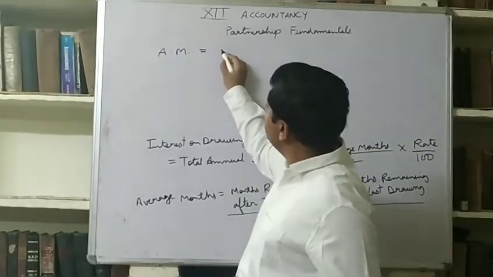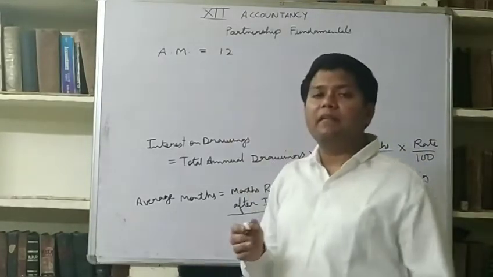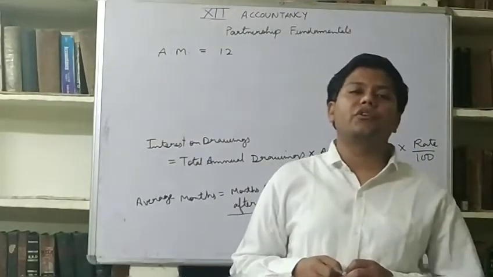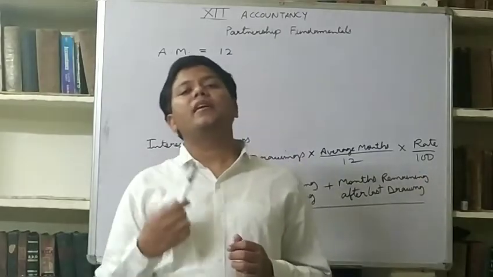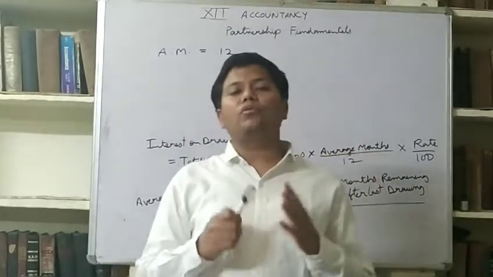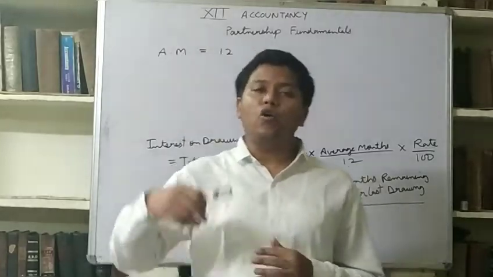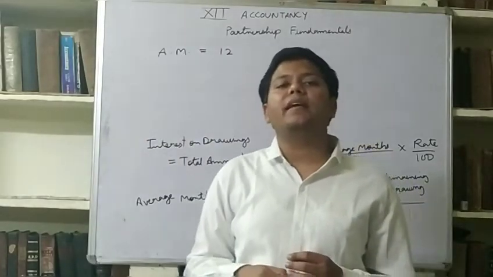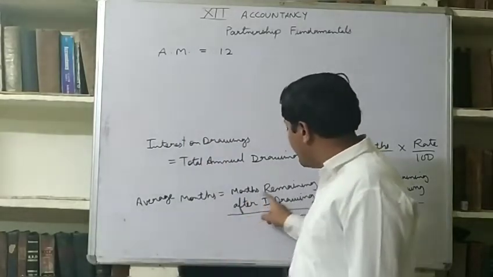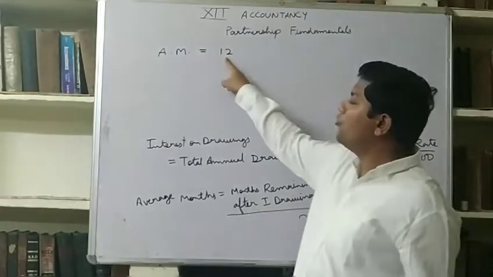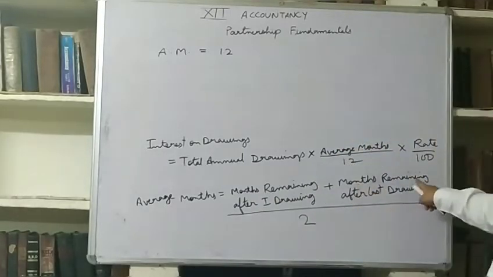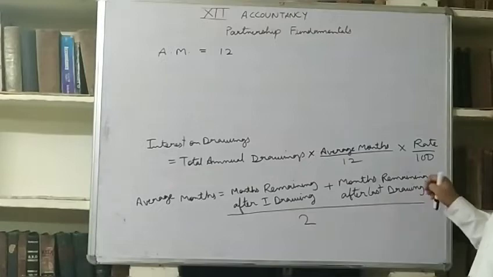12 months. For example, our year is from 1st April 19 to 31st March 20. So first drawing he will make on 1st April. When he is drawing 2000 on 1st April, how many months are remaining for the year end? Whole 12 months are remaining. That's why the period remaining after first drawing is 12. Understand? And now we need months remaining after last drawing.